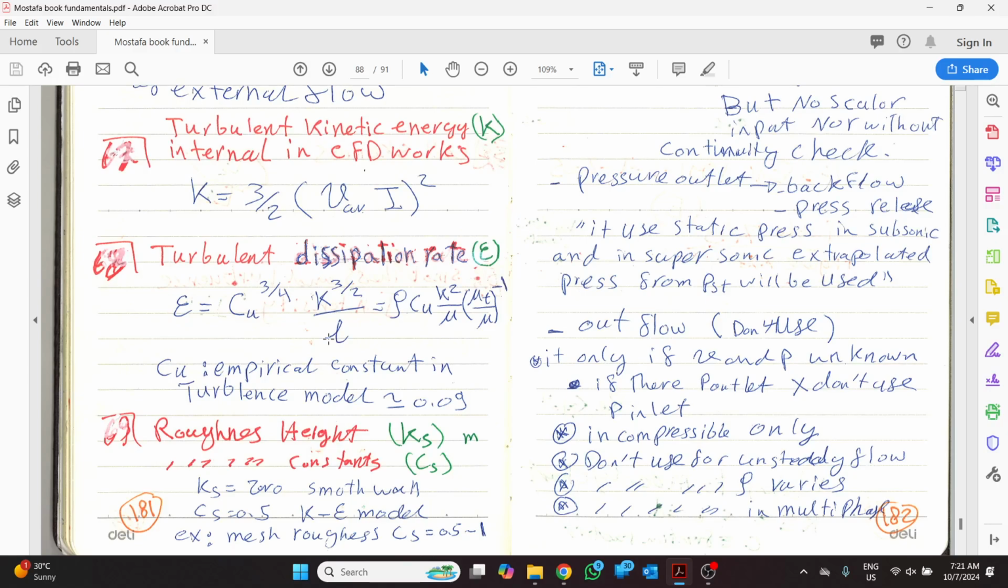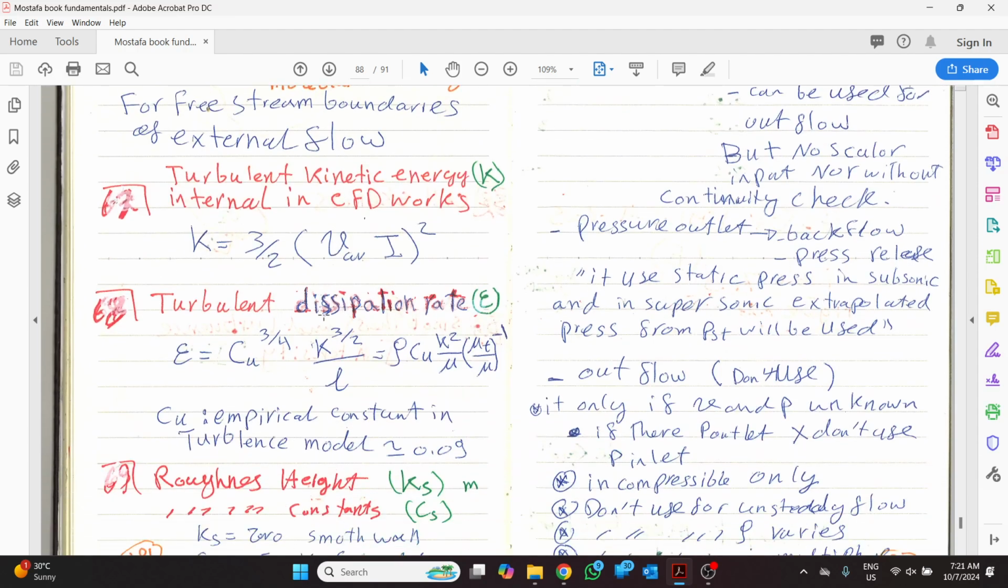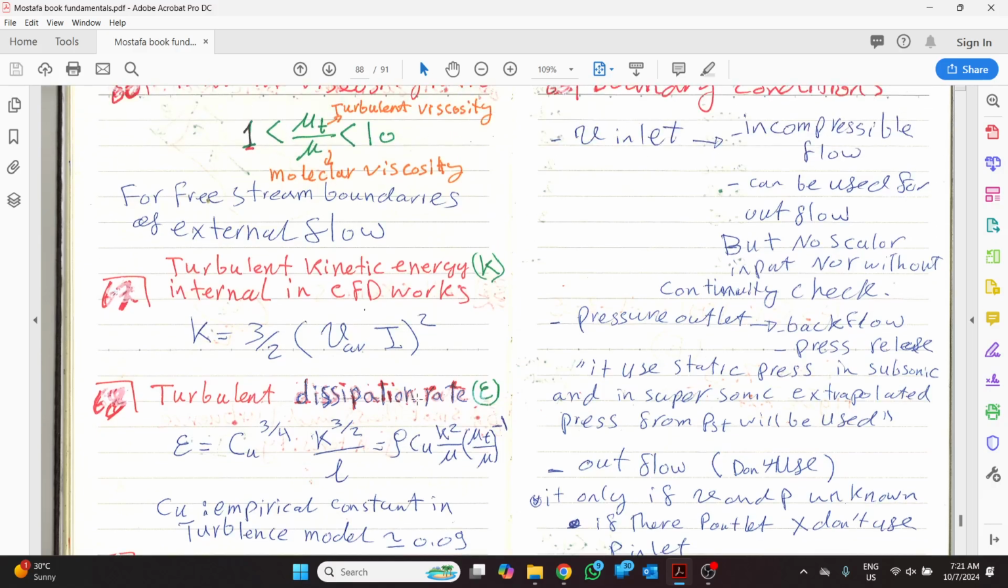Over 3 over 2 over L. L, we know it, the large eddy size. So we can calculate the dissipation rate. Of course, you can break it down like rho Cu K square over mu multiplied by mu T over mu minus 1. How do I calculate it like this?